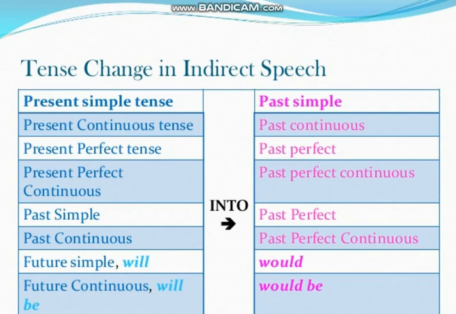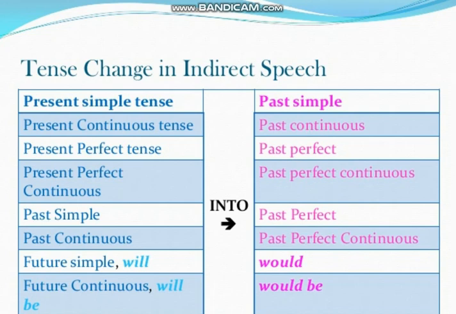Whenever we are having present simple tense in a reported speech, it would change into past simple. Whenever we are having present continuous tense, it would change into past continuous. Present perfect would change into past perfect. Present perfect continuous will change into past perfect continuous tense. Simple past would change into past perfect. Past continuous would change into past perfect continuous tense. And do remember one thing, that past perfect and past perfect continuous tenses are not commonly changed. They are having no change in them.